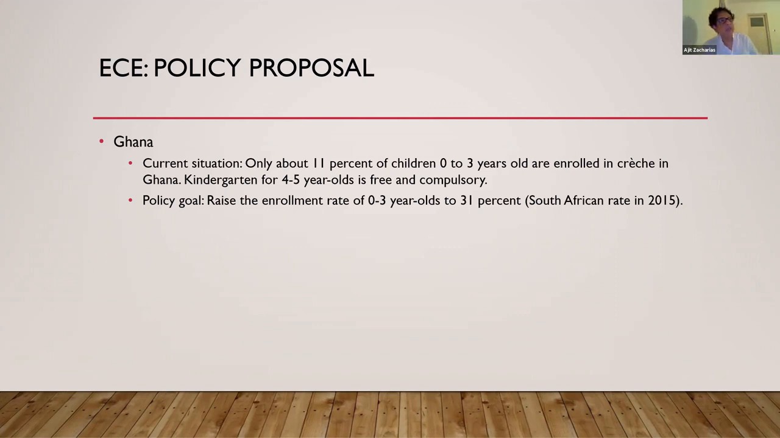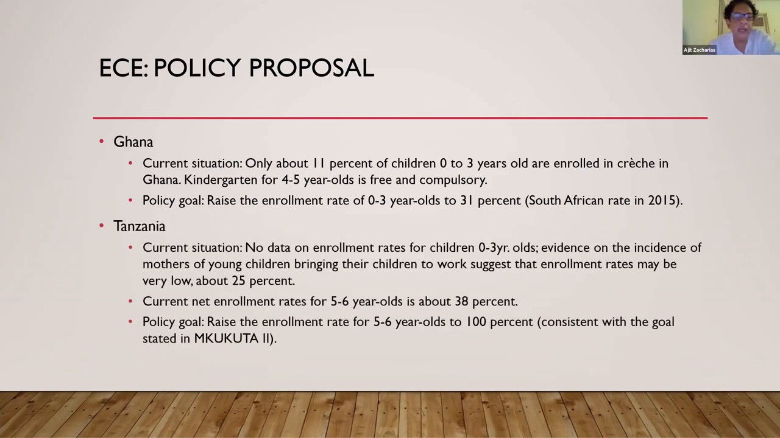That's compulsory and it's free. And in spite of that, evidence indicates that participation is fairly low. Now, the policy goal that we postulate for Ghana is that Ghana reaches the same level of enrollment as a high achiever in the region, which is South Africa. So that's 31% enrollment in 2015.